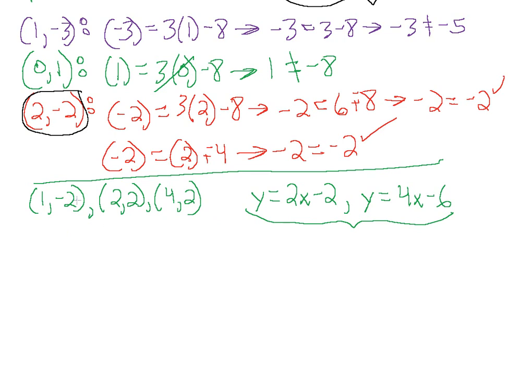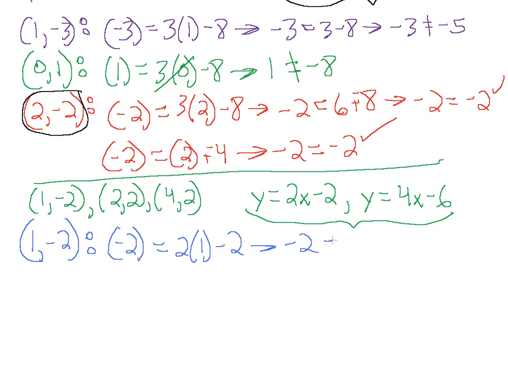And for that to happen, this particular point needs to satisfy both equations. So let's try one at a time. We have (1, -2). Let's plug it into the first equation. So we have -2 in for y. So -2 equals 2 times x, which is 1, minus 2. -2 equals 2 times 1 is 2, minus 2. And we have -2 equals 0. That is not a true statement. So (1, -2) is not the point where these two lines intersect. It's not a solution to the equation. So let's try the next one.